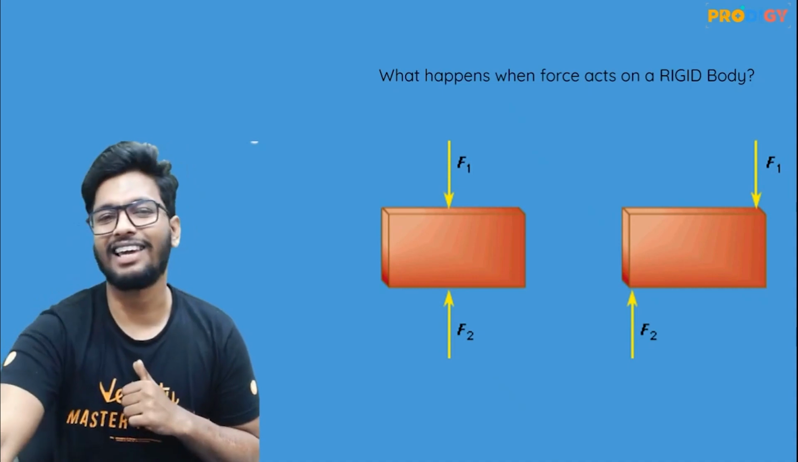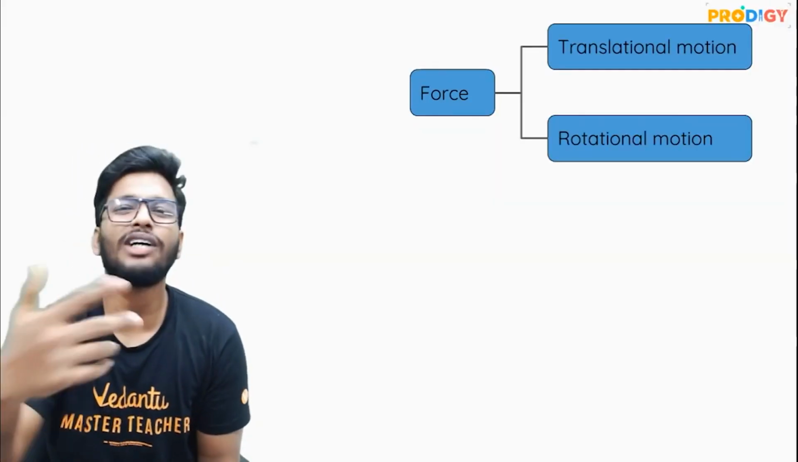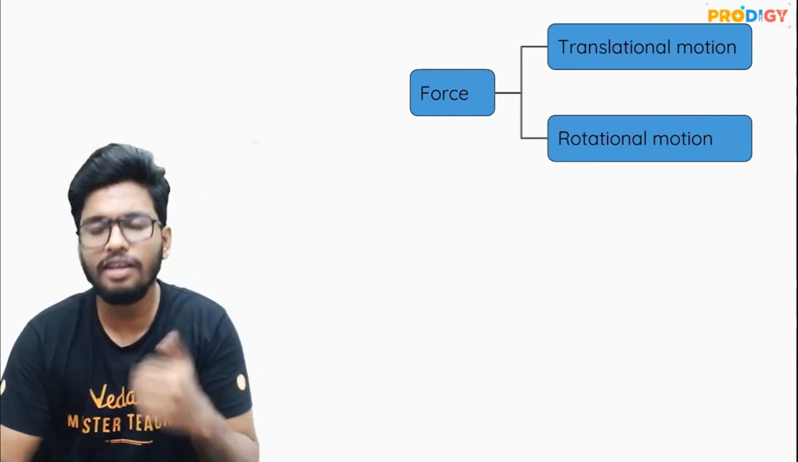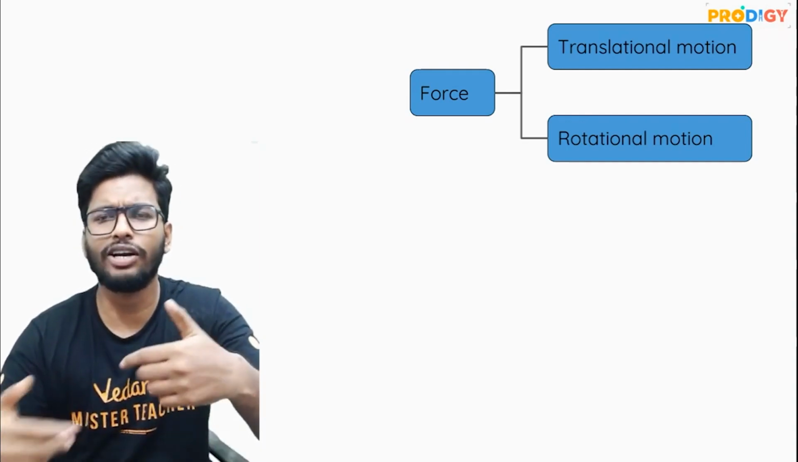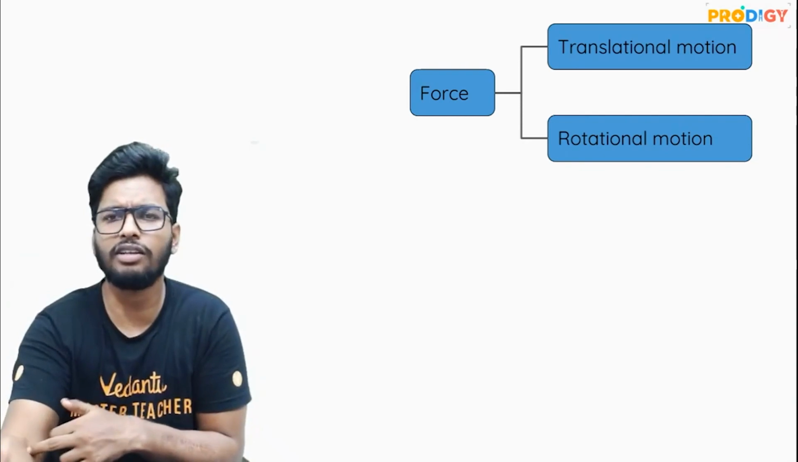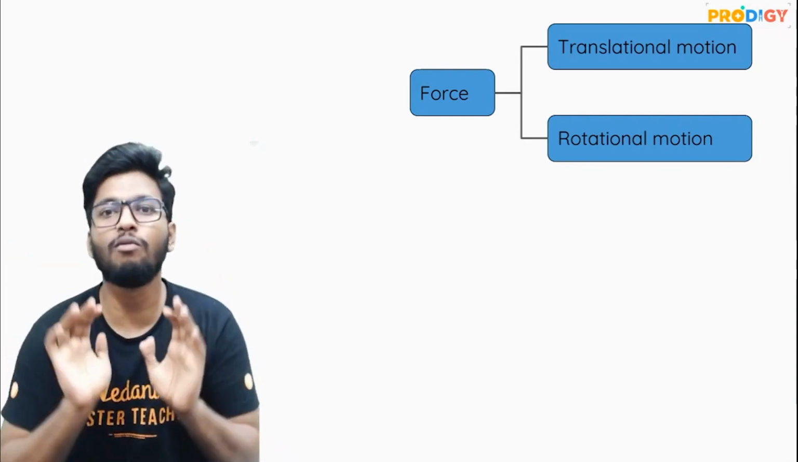Now, here's the thing, guys. When you apply a force, it can cause two types of motion. One is translational motion, or straight line motion. The other is rotational motion. And rotational motion is something you can see when a body is fixed about an axis. When any rigid body is fixed about an axis and you apply a force, it'll rotate, it'll not move in a straight line.